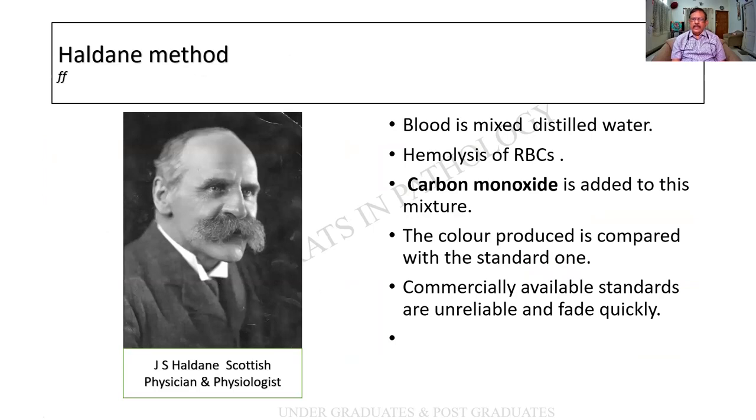Haldane method. Certain methods are just, again, a fast forward over here, but these are for the sake of completion, especially for the postgraduate students. And undergraduates, if you do mention, you score a point over others. There is a hemolysis of the RBCs that is caused. Carbon monoxide is added to this mixture, and the color produced is compared with the standard one. Obviously, the carbon monoxide is the culprit over here, and because of this notoriety, it has been removed. And this is a Scottish physician and physiologist who had designed it.